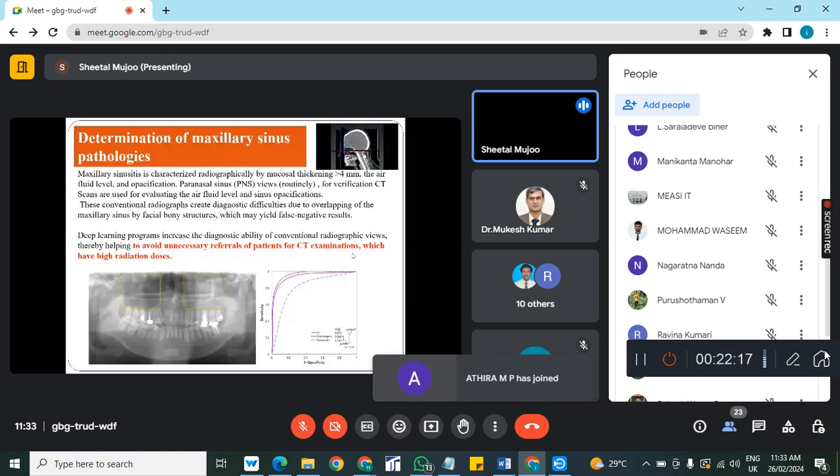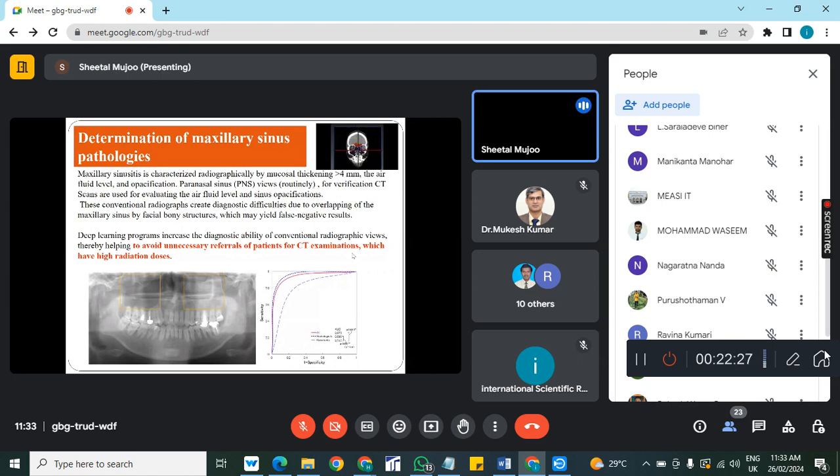And then, yes, I know that for the Waters view you need to ask the patient to open the mouth, then the head is tilted upward at 37 degrees, all that we do. But most of the time we may miss the sinus because it is more technique sensitive. So for diseases of the paranasal sinuses, we have this AI, and that is really going to be helpful for the physician to diagnose the disease.